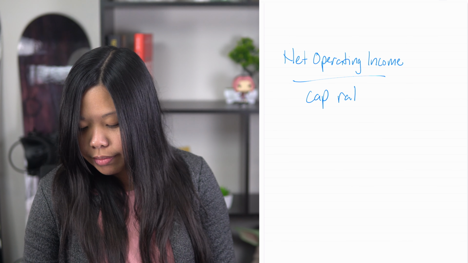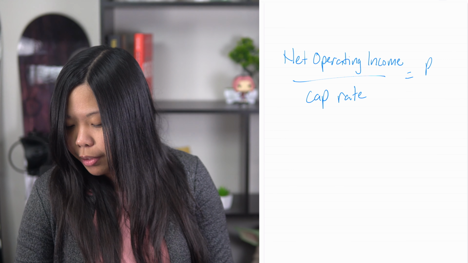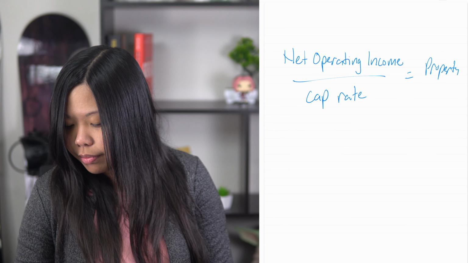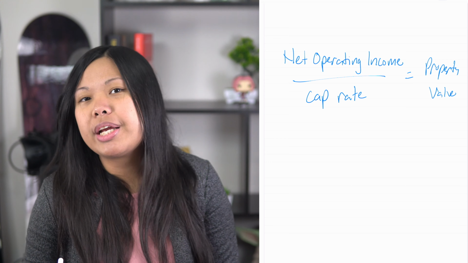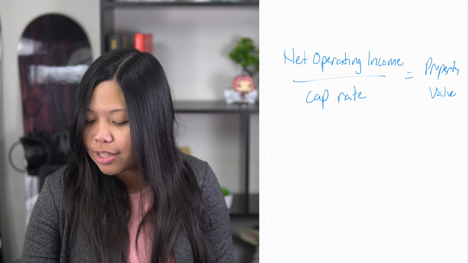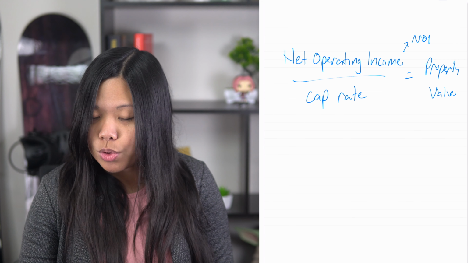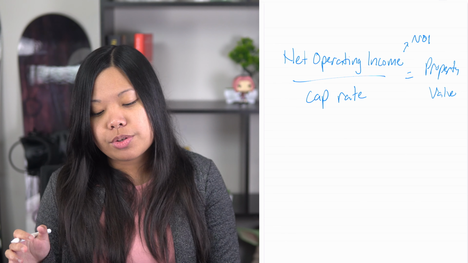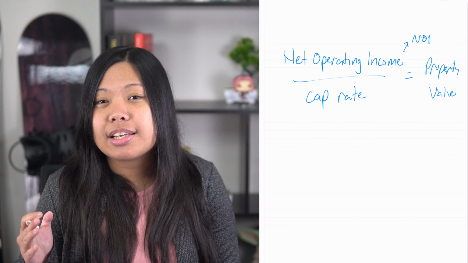Now, the formula for calculating the value of a multifamily property is this. It's net operating income divided by the market cap rate equals the property value. Net operating income is also referred to as NOI. So just so you know the terminology there. So that's how multifamily properties are valued.